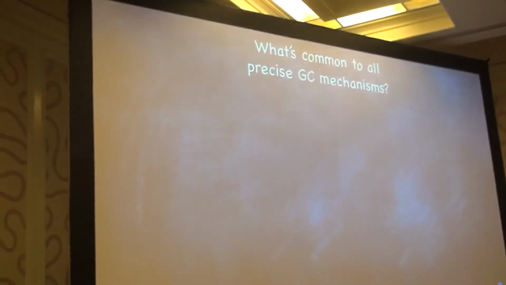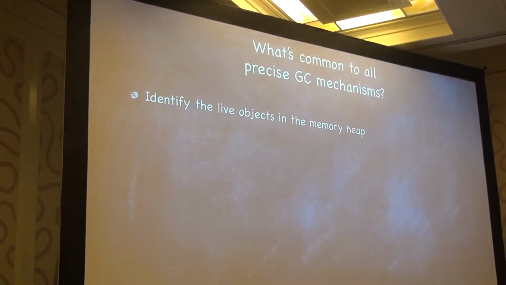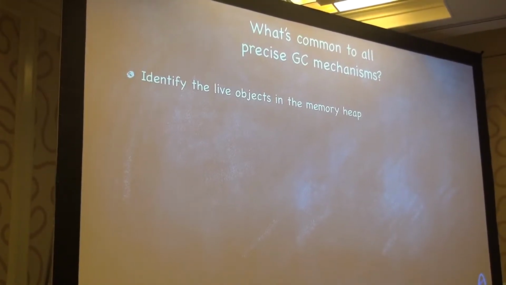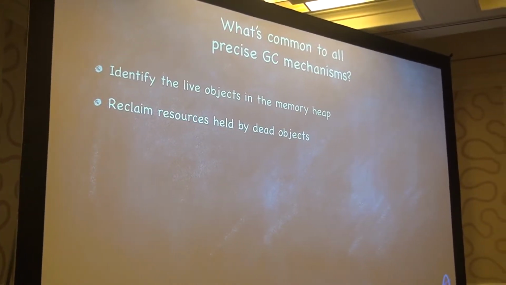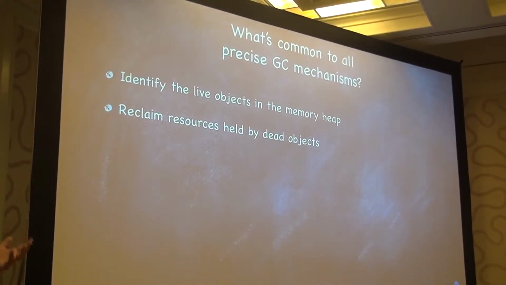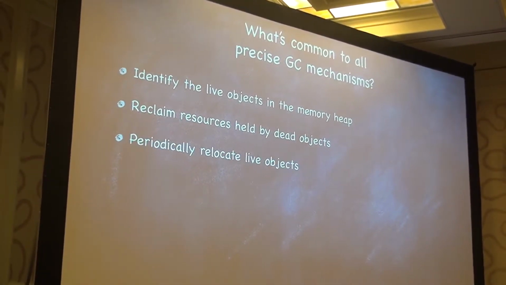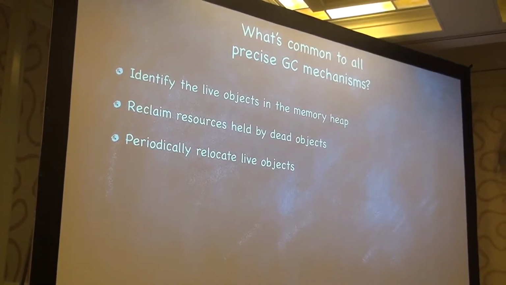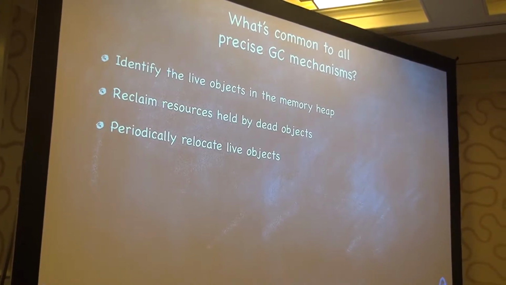Here are some things that are common to all GC mechanisms. Every one of them will identify all the live objects in the heap, or at least the part of the heap it's responsible for. Every one of them will reclaim resources held by dead objects. That's almost the definition of garbage collection. Every single one of them will at some point relocate objects from point A to point B. There's not a lot of point in being a precise collector if you don't do all three of these.